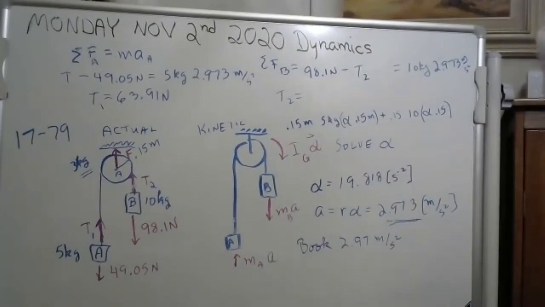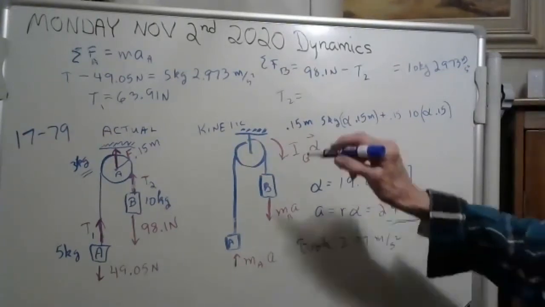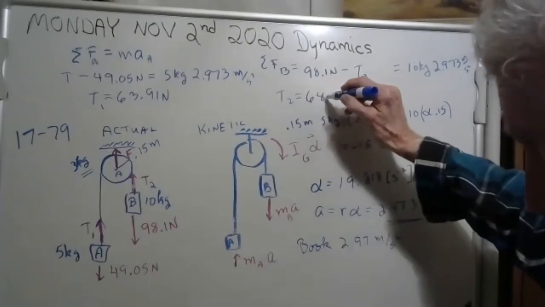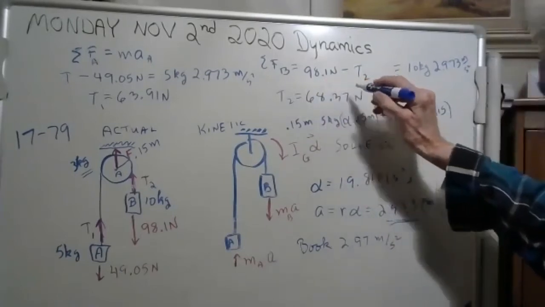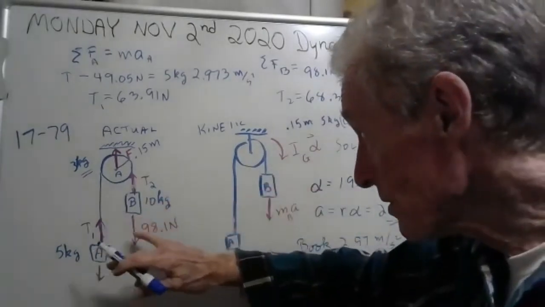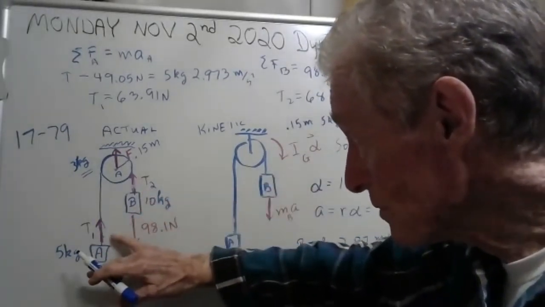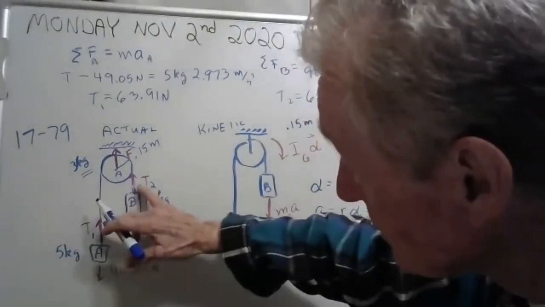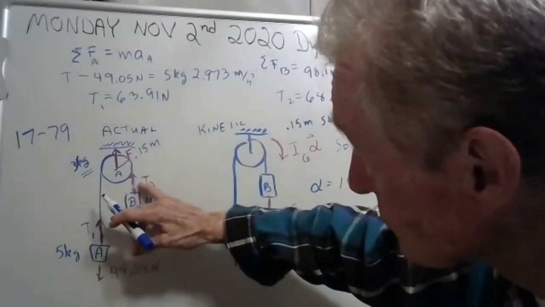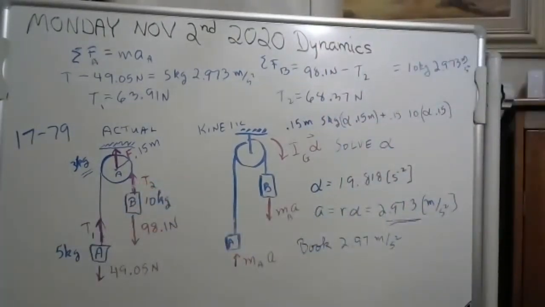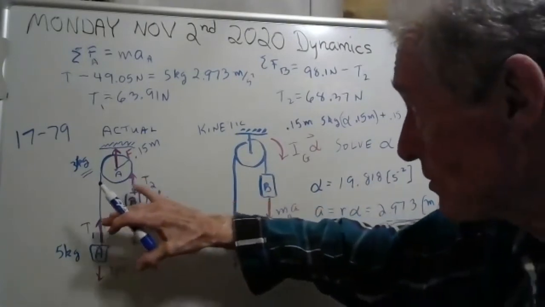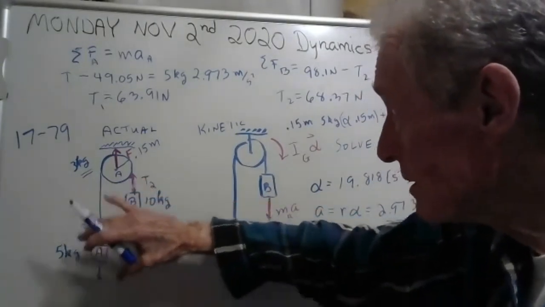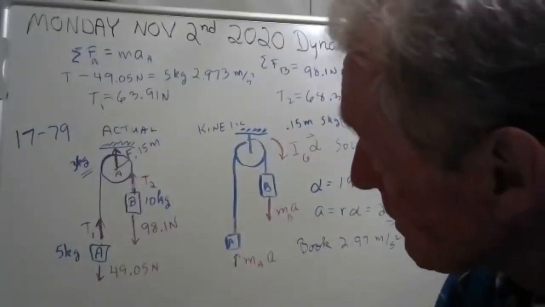Times 10, and then you have to subtract 98.1. I'm getting the tension on 2 is 68.37 newtons. You know what? This tension here, I told you before, and I was wrong. I was saying that these tensions are the same. They're not. This tension's bigger. Not much, but it is bigger. It's 68 something newtons, and this tension here is 63 something newtons. Well, it makes sense.